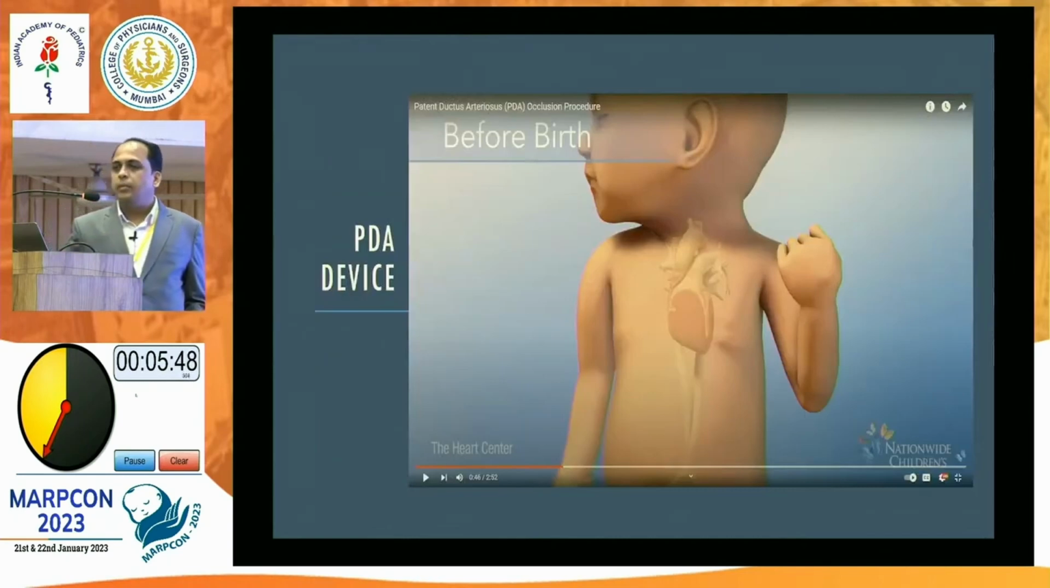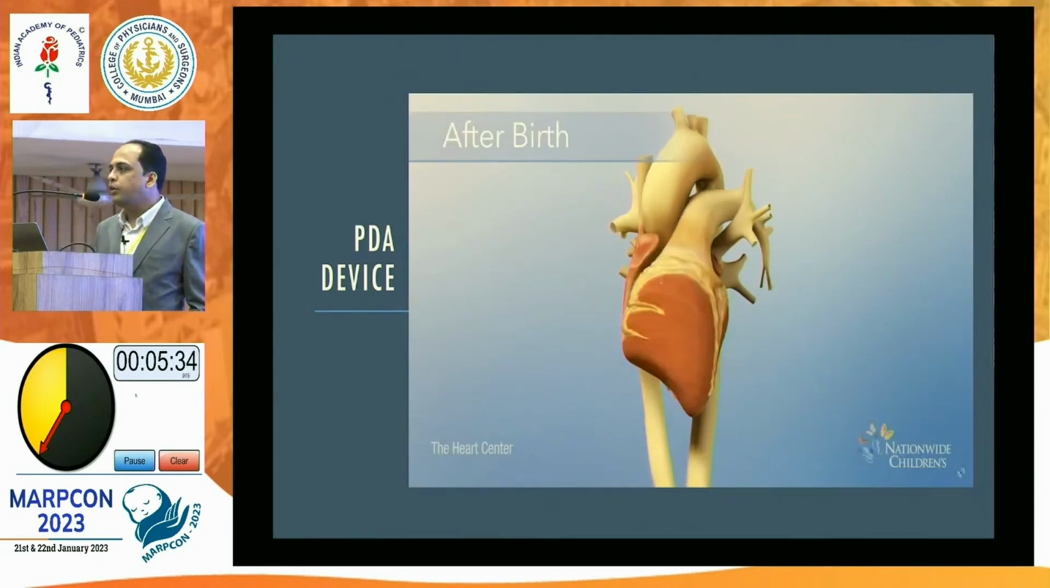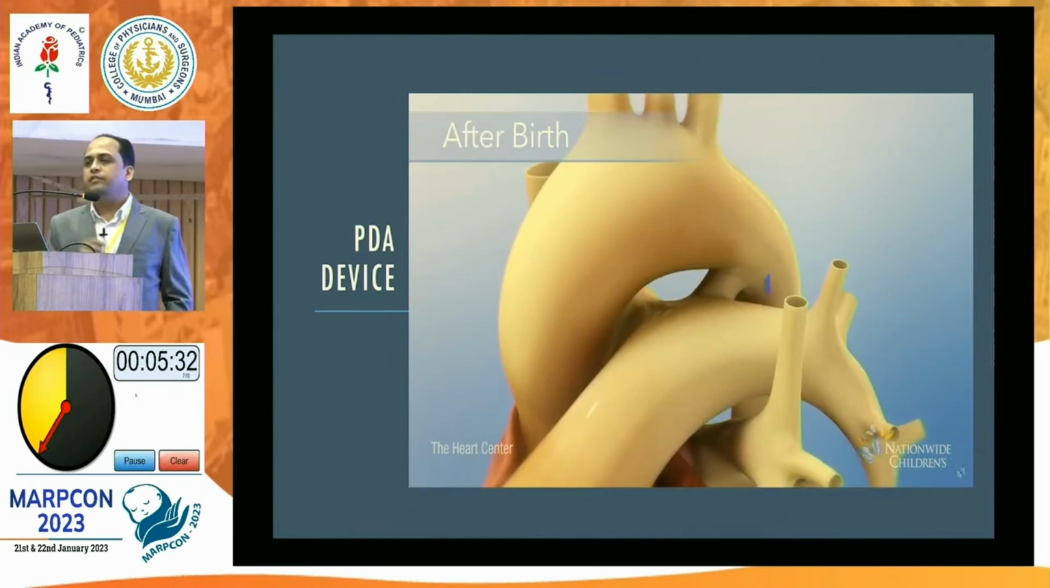Then the third most common procedure we do is PDA device closure. As you are all aware, this is the only disease which is normal before birth, and after birth it is abnormal. PDA is nothing but patent ductus arteriosus. The ductus arteriosus is normal during fetal life. It is mandatory, otherwise the fetus won't survive.